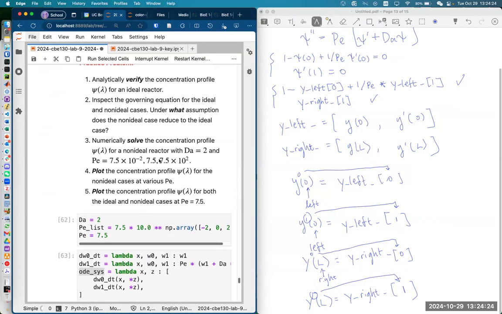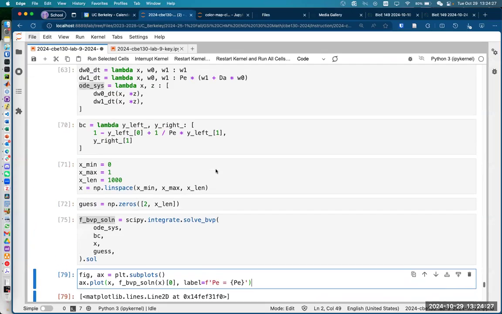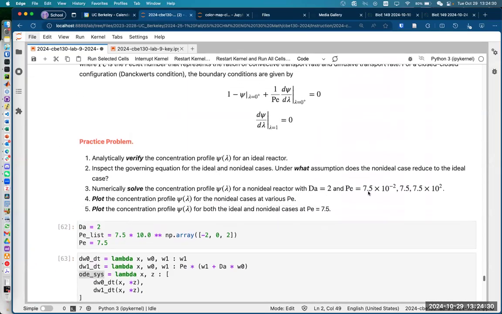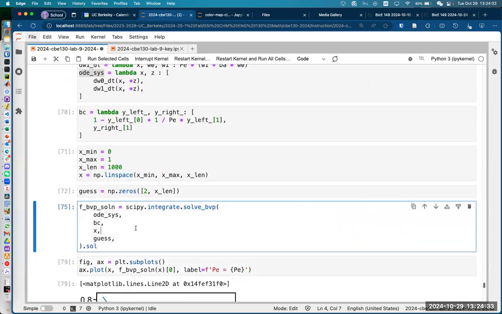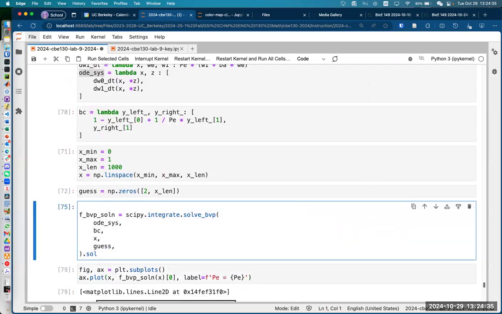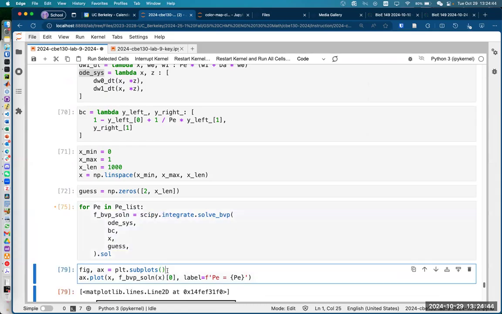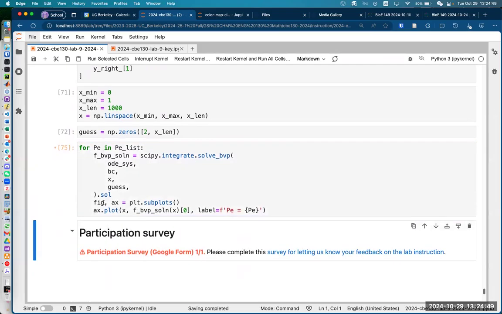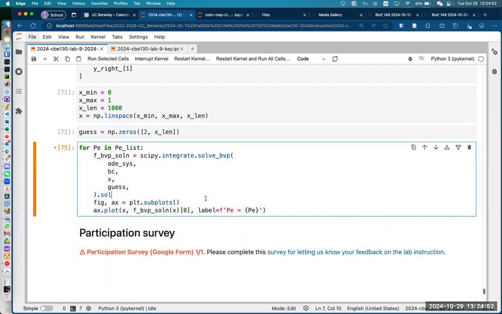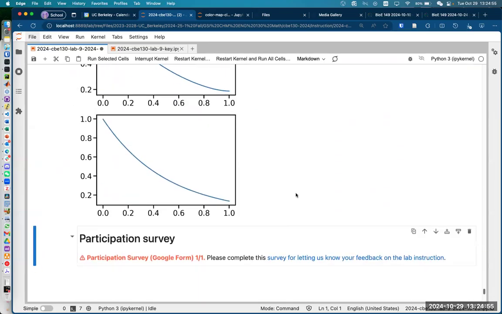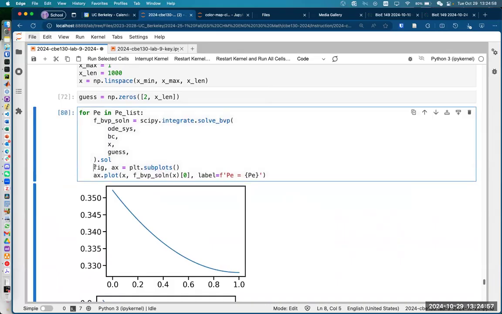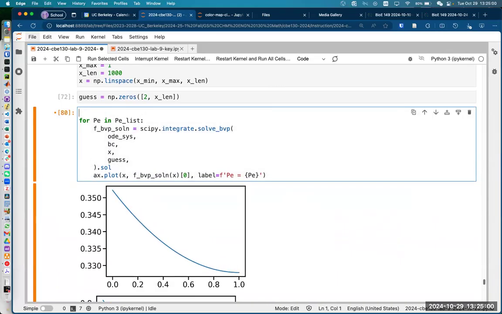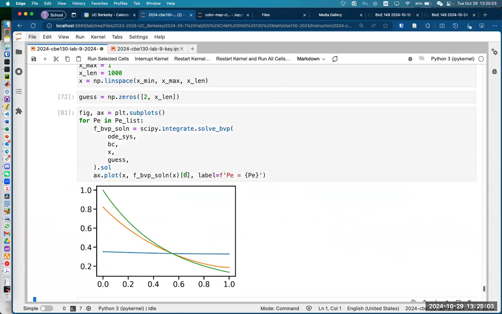And because we're asked to do it with different Peclet numbers, we need to use a for loop. And inside the for loop, we need to solve the BVP. So for Pe, the Peclet number, in the Peclet number list, we want to solve for the solution and then plot. Notice that if you put the figure axis definition inside the for loop, it will generate 3 figures. But that's not what we want. If we want to plot within 1 figure, move this outside the for loop.